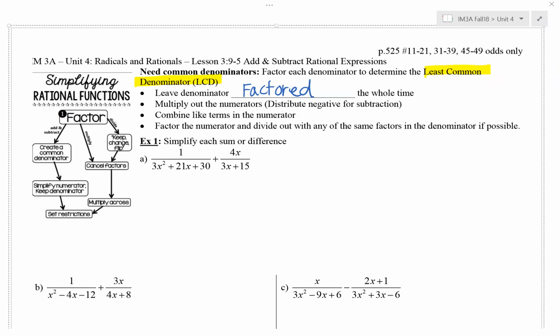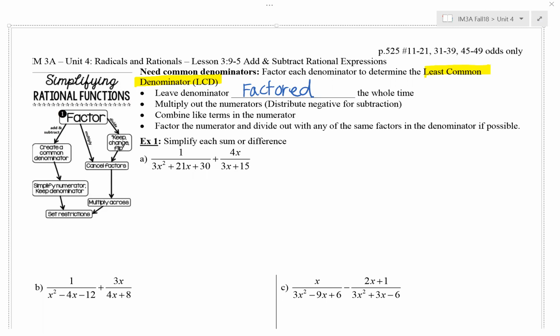So we want to factor each denominator to determine that least common denominator, or LCD. We're going to leave that denominator factored the whole time, just in case something can cancel in the end. Once we create our common denominators, we're going to multiply out just the numerators and combine like terms, and then factor, hopefully being able to simplify that.